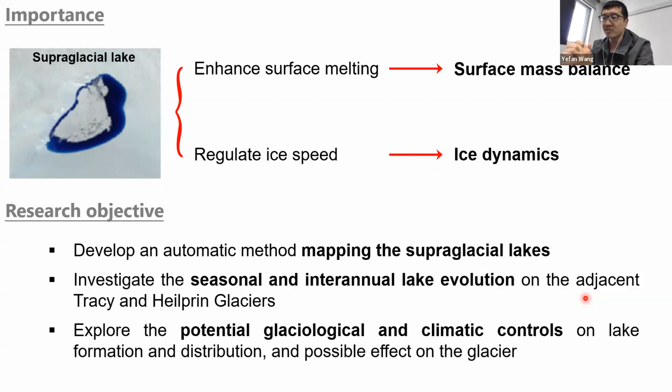So my research objective is, first, to develop an automatic method to map these lakes, and second, to investigate the seasonal and interannual lake evolutions on the Tracy and Heilprin Glaciers. Why I chose these glaciers, I will talk about later. I will also explore the potential glaciological and climatic controls on lake formation and distribution, and the possible effects on the glaciers.